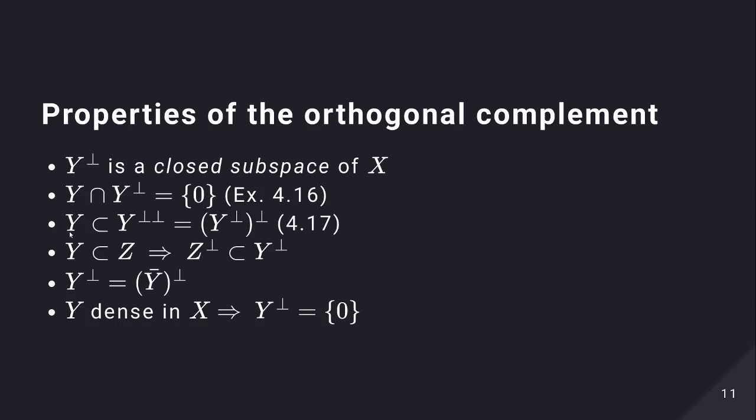We also have that Y is always a subset of the orthogonal complement of the orthogonal complement. And the only case when you have the inclusion in the other direction is when Y itself is closed. That's another thing to think about. And we have other properties about inclusions of different subspaces. And another property is that the orthogonal complement is equal to the orthogonal complement of the closure of our subspace.